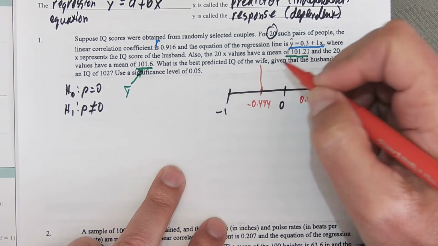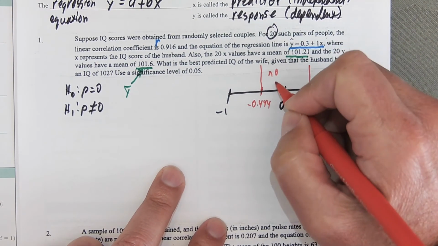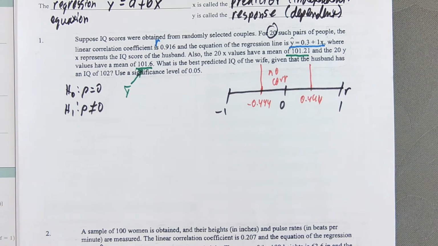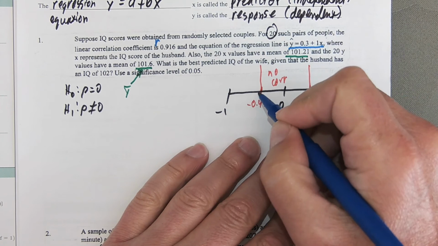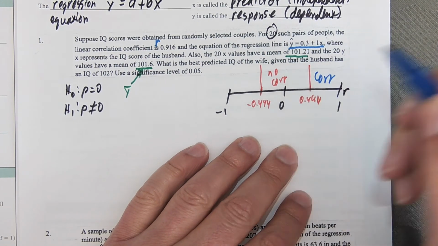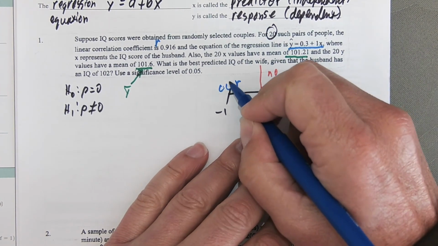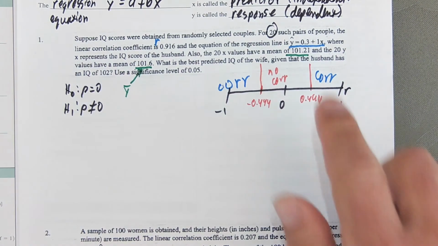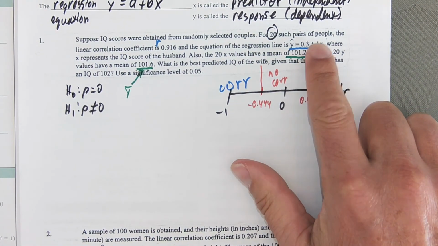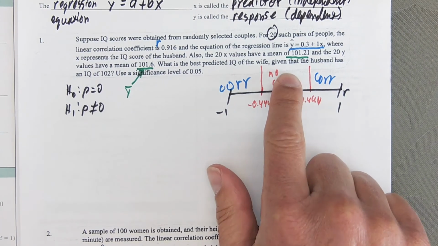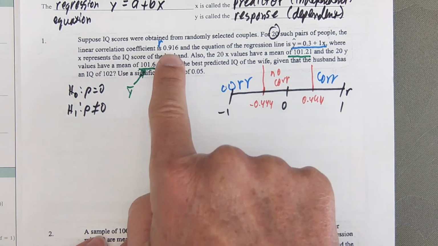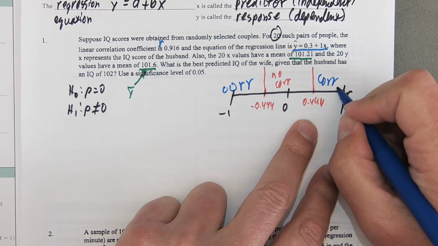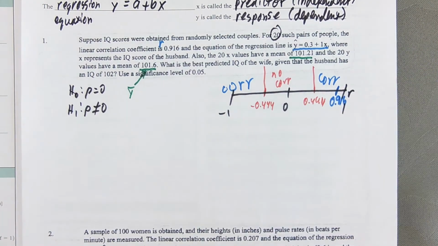Now, to be clear, once again, this is the no correlation versus from 0.444 to 1 or -1 to -0.444. These are the correlation. And if we find that there's a correlation, then we will use the linear regression line. Otherwise, we will use the mean if there's no correlation. Now, you'll notice that we have an R already set up for us right here. 0.916, that's way over here. So there's definitely a correlation.